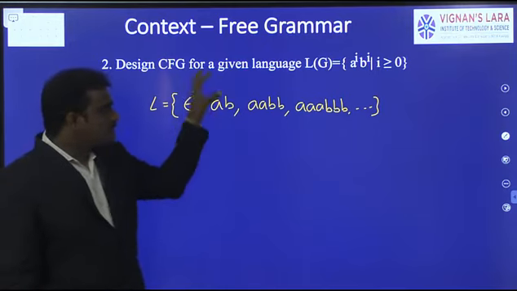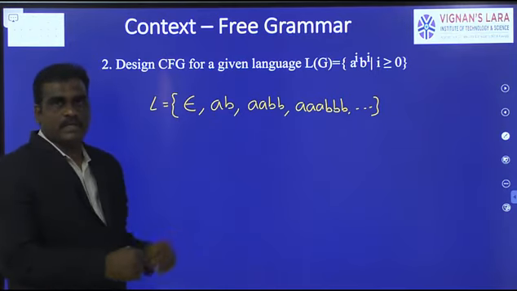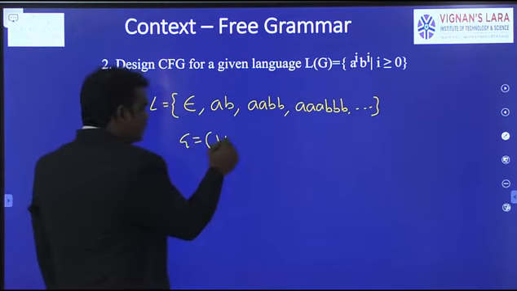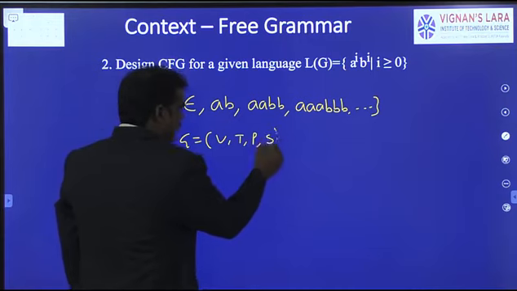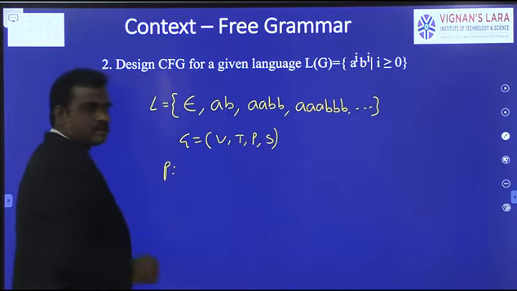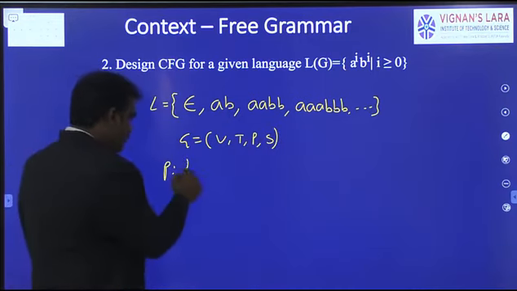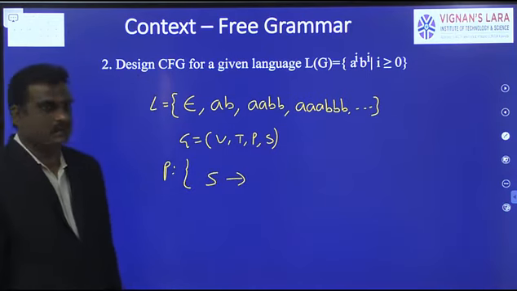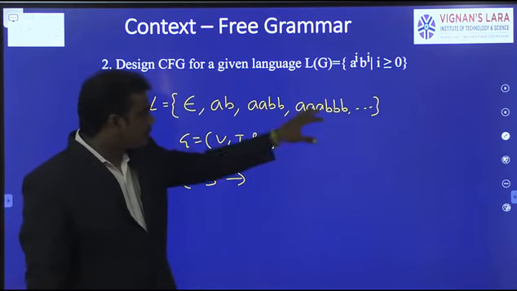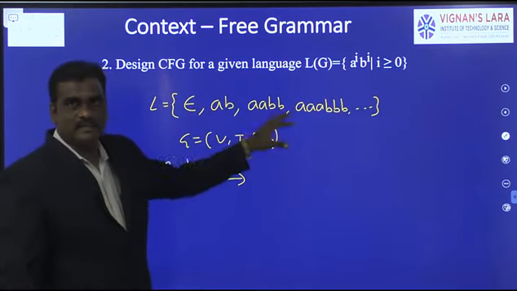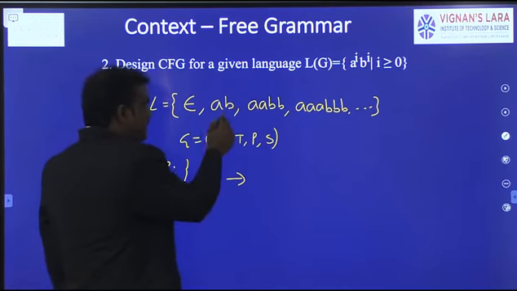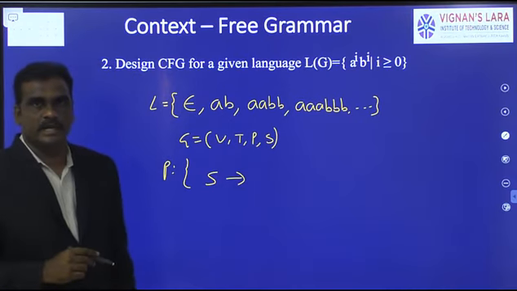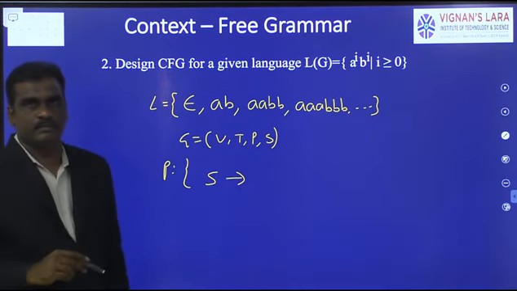Now, based on this language, write the context free grammar. So in a context free grammar, G equal to (V, T, P, S). First we have to define the production rule. For example, take S as the starting symbol of the grammar. If you observe the language, the first string is AB, the second string is double A, double B, and the third string is triple A, triple B, 4 A's, 4 B's, like that.